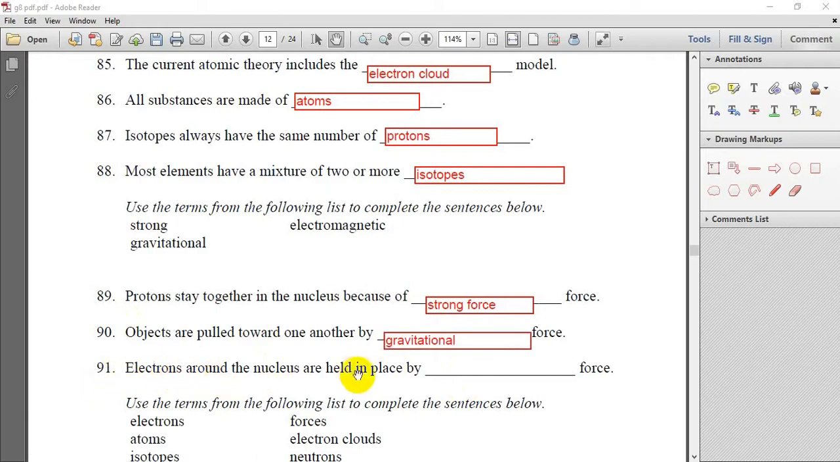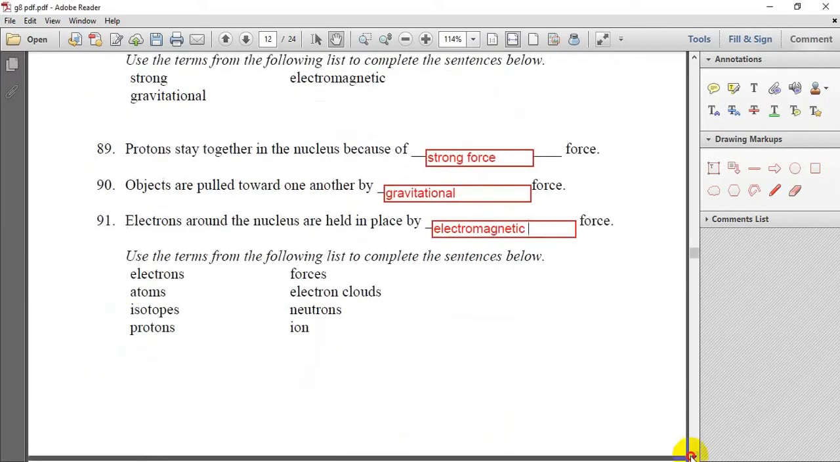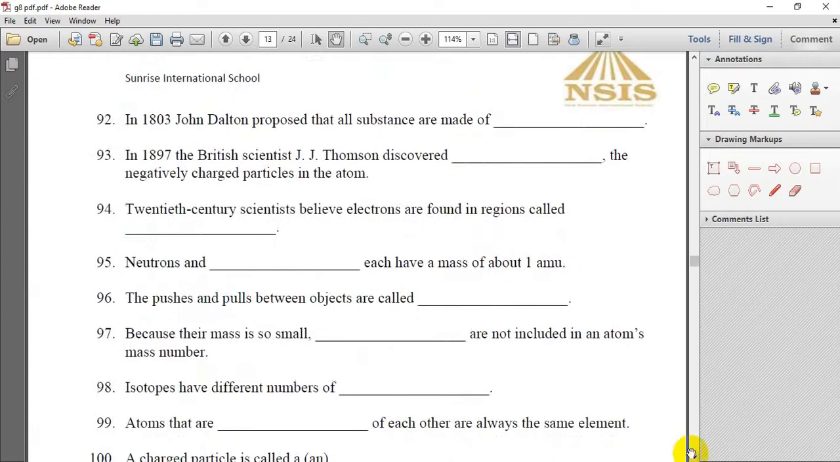Electrons around the nucleus are held in place by electromagnetic force. Next question, 92. In 1803, John Dalton proposed that all substances are made of, yes, atoms. In 1897, the British scientist J.J. Thomson discovered what? The negatively charged particle in the atom. As we said before, J.J. Thomson discovered the electrons, and he represented them by plums.